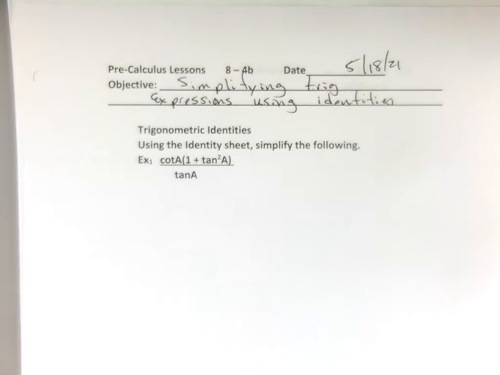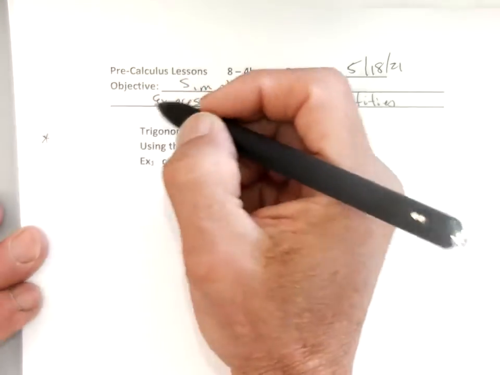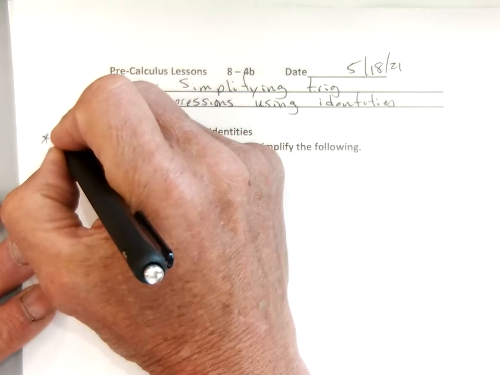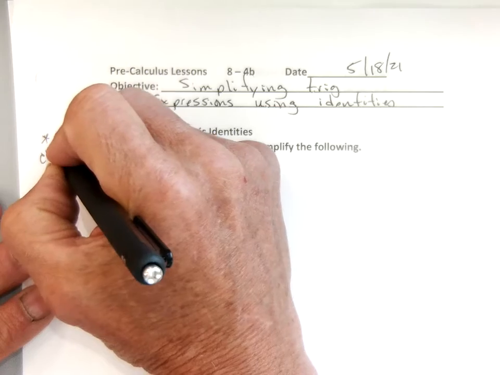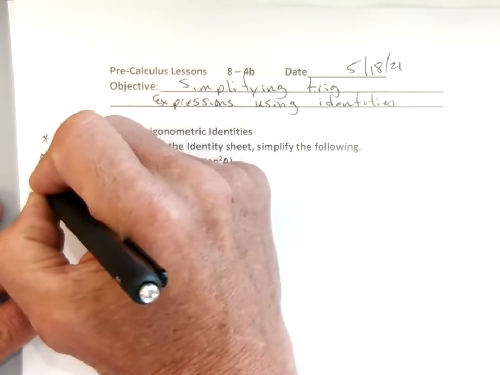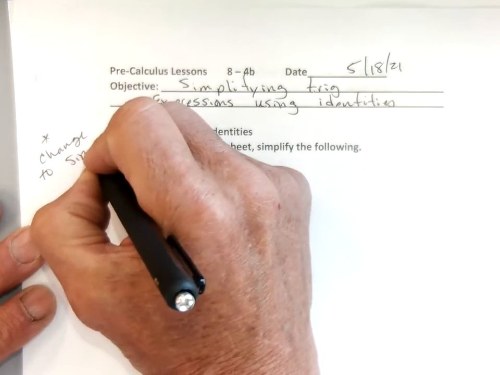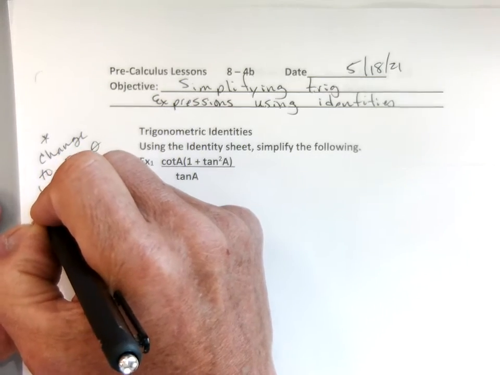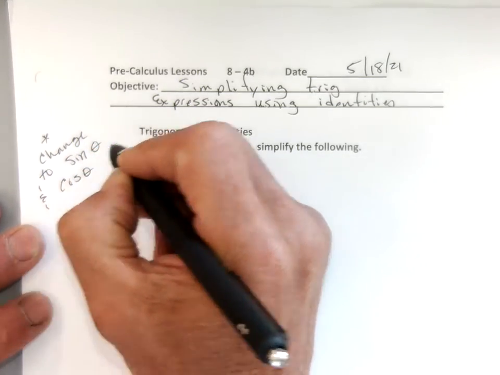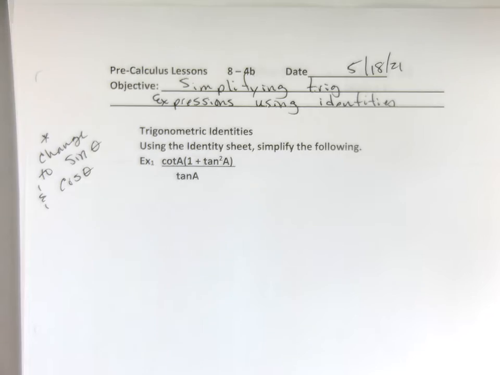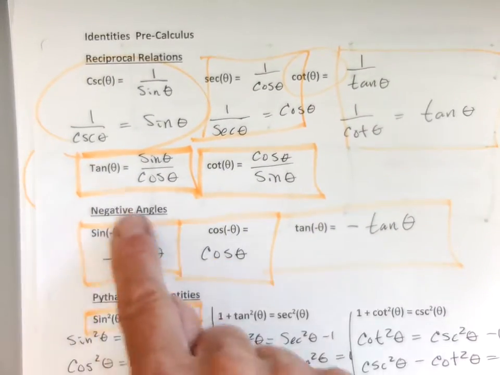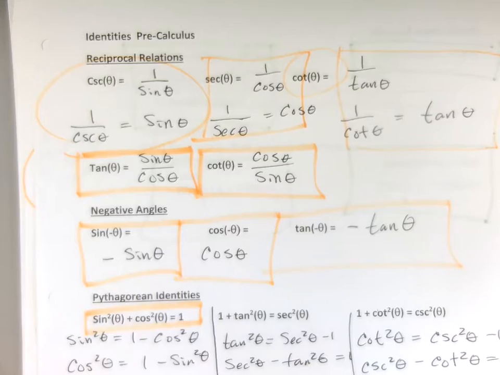So, a couple of things. One, if you want to write this down, great. One is normally I try and change things to sines and cosines. Okay, that usually helps me quite a bit. And then to change things to sines and cosines, I've got my identity sheet, right? My identity sheet shows lots of sines and cosines.